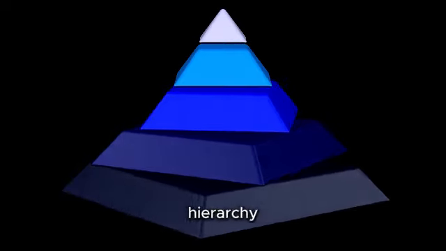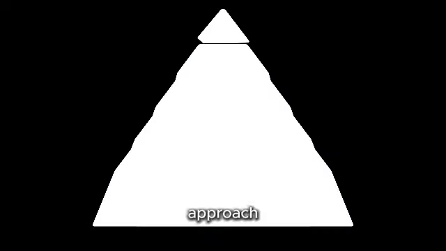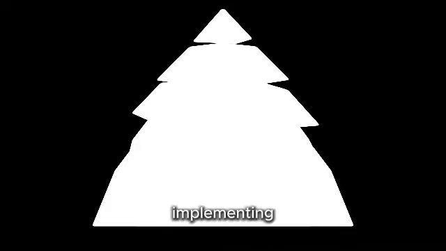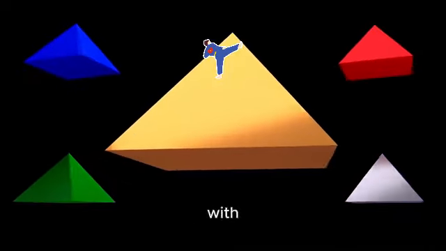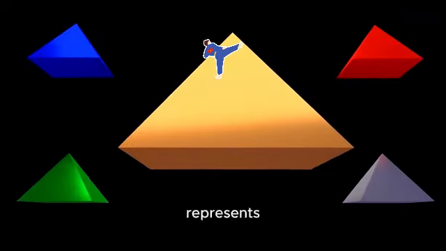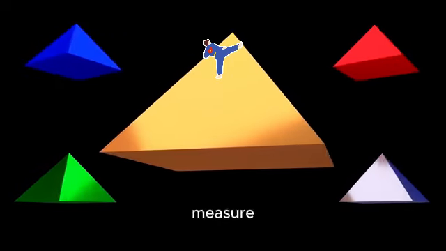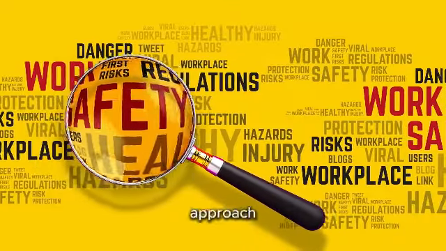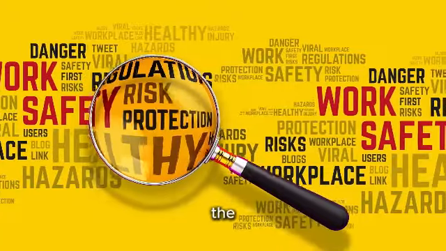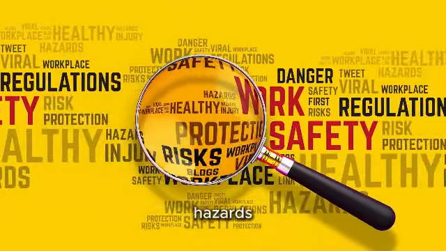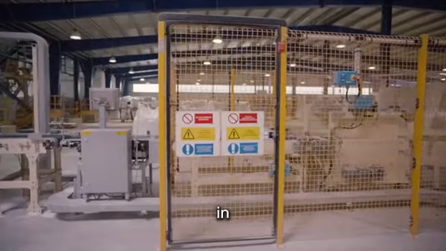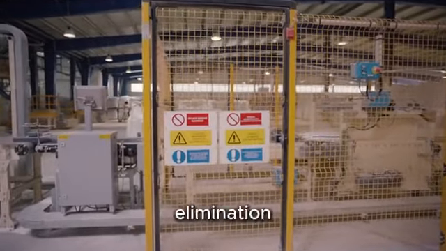What is the hierarchy of controls? The hierarchy of controls is a systematic approach to identifying and implementing controls to mitigate workplace hazards. It's like a pyramid with different levels, and each level represents a different type of control measure. The ultimate goal of this approach is to eliminate or reduce the risk of injury, illness, or death from workplace hazards.